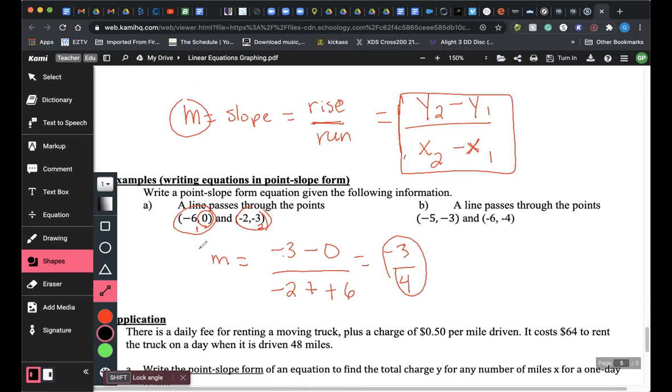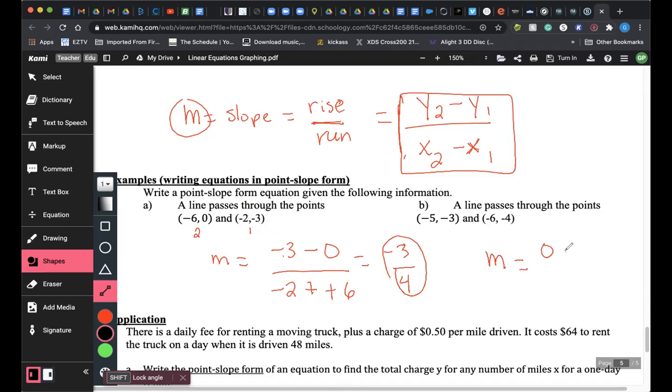Now, let's say I switched it. Let's say I did it the other way, right? You're not making a mistake if you do it the other way. And by other way, I mean, if you call this first point, point 2, and I call this point 1, all I'm going to do is switch my numbers, right? But it should give me the same answer. Let's see. So I'm just going to switch my numbers.